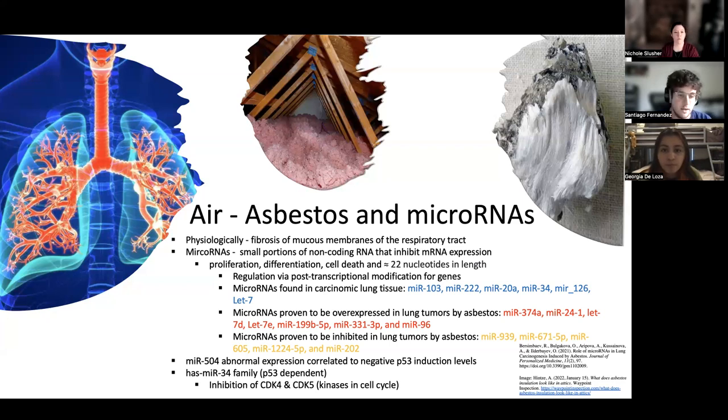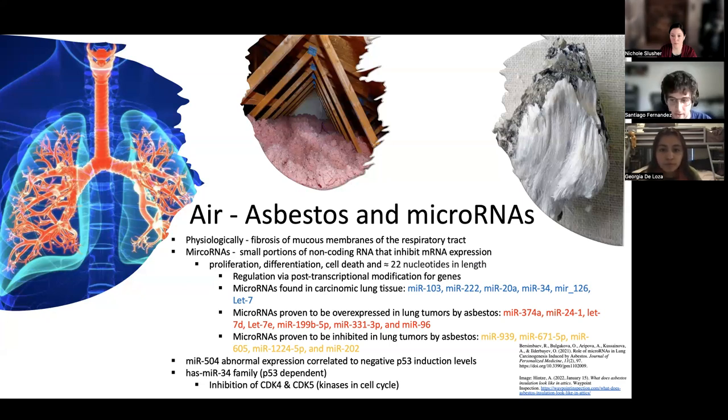Now, what exactly are microRNAs? Well, microRNAs are essentially very small, typically around 22 to 24 nucleotides in length. Of course, some can vary either above or below that range. But more importantly, they are non-coding RNA snippets, and they serve to inhibit the expression of mRNA by cleaving certain sites of that messenger RNA, but they can additionally regulate gene expression at the post-transcriptional level.